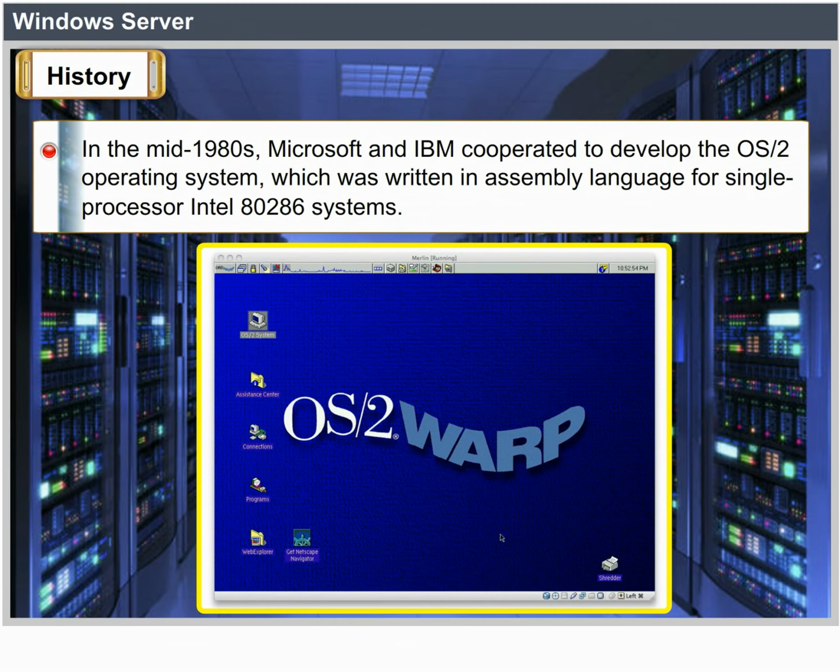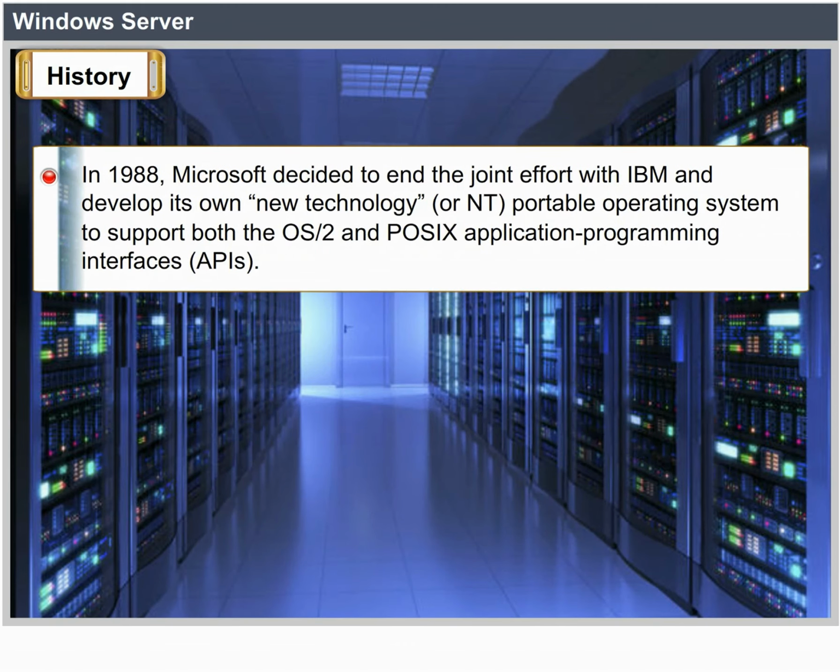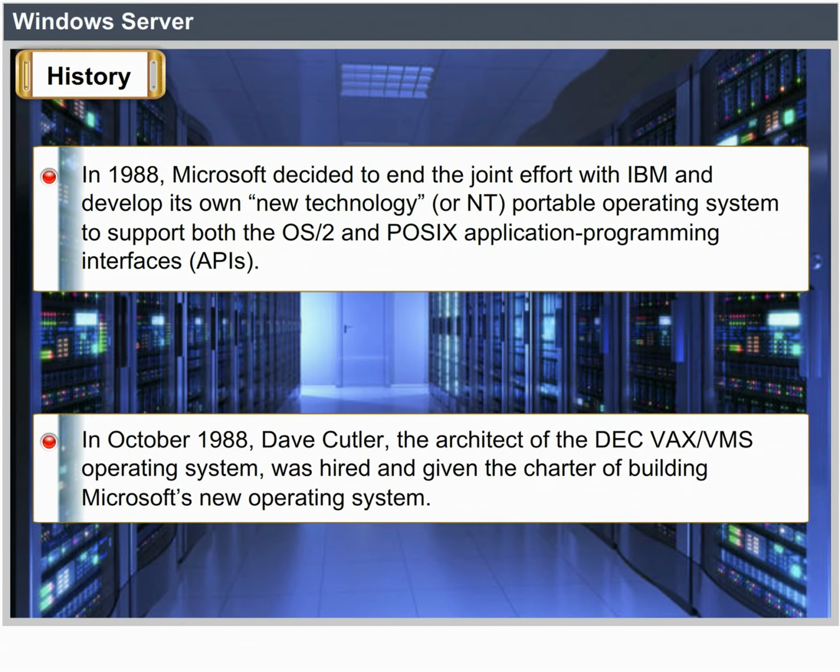In 1988, Microsoft decided to end the joint effort with IBM and develop its own new technology, or NT, portable operating system to support both the OS/2 and POSIX application programming interfaces, APIs. In October 1988, Dave Cutler, the architect of the DEC VAX VMS operating system, was hired and given the charter of building Microsoft's new operating system.